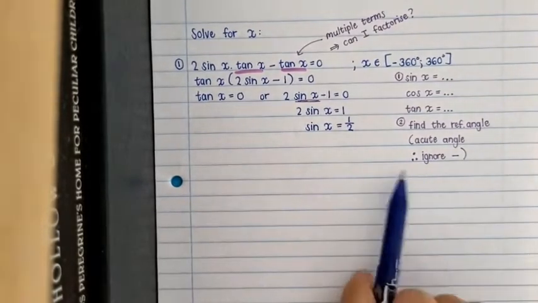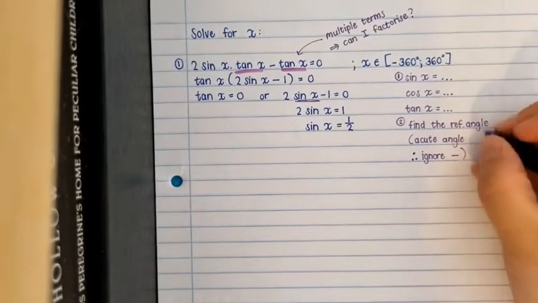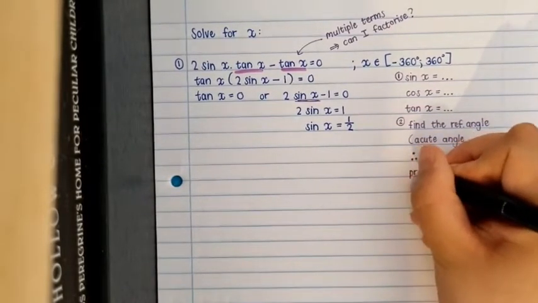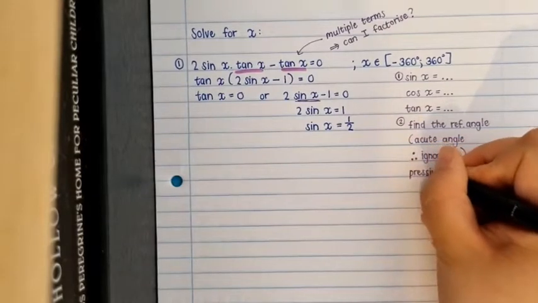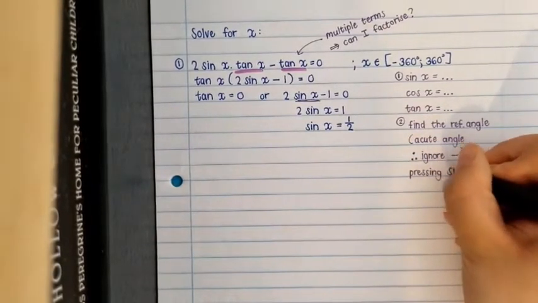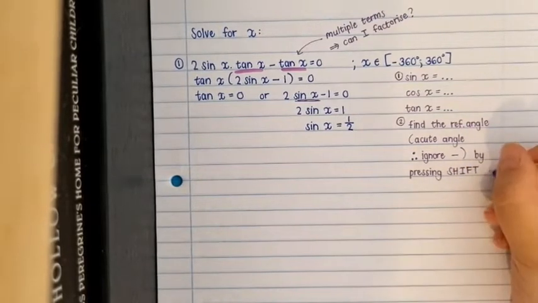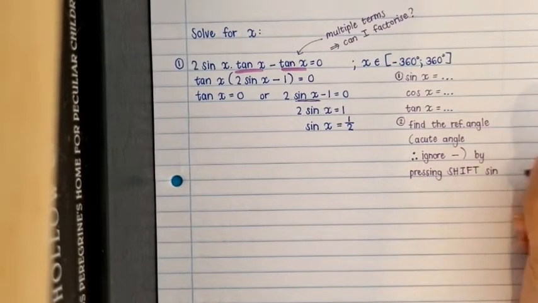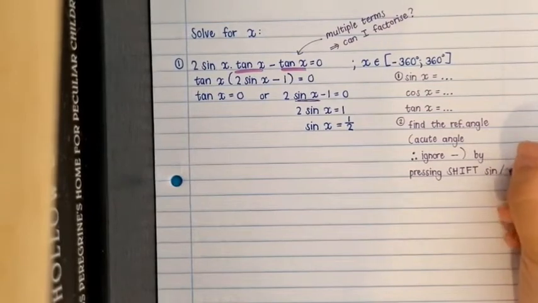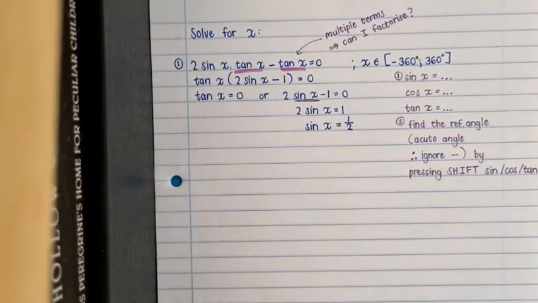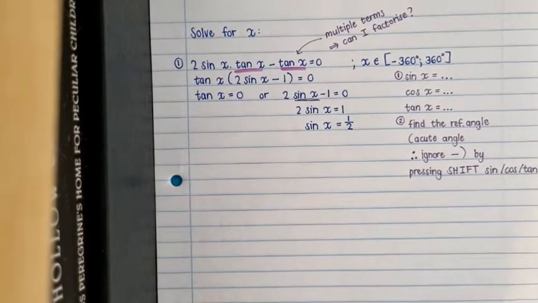So, let me just add here, by pressing shift, so this is now on the calculator, we're going to use our calculators, and then sine or cos or tan. I think that might be off screen. It's just on screen. Okay, so that's what we're going to do for the next step.